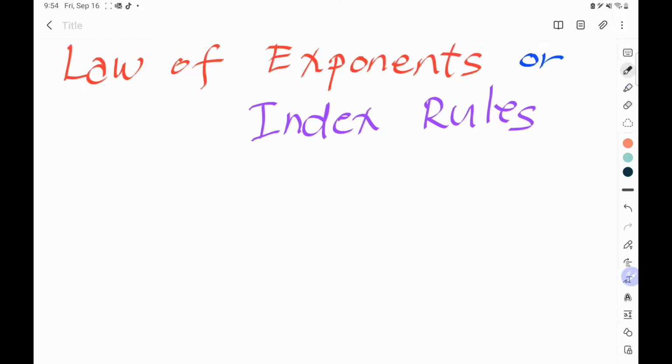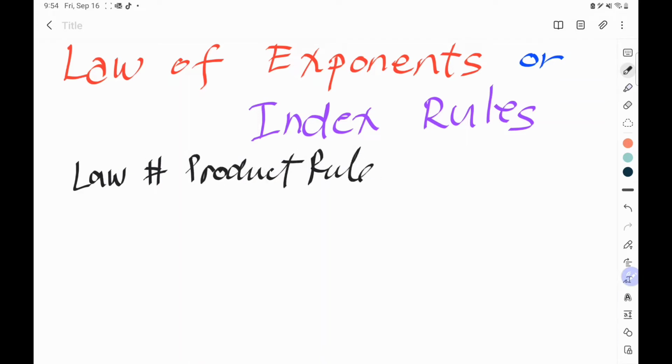The first rule that we're going to be discussing is what we call the product rule, or the law of exponent number one. Law number one, product rule. It says that a to the power of m times a to the power of n is equal to a to the power of m plus n.